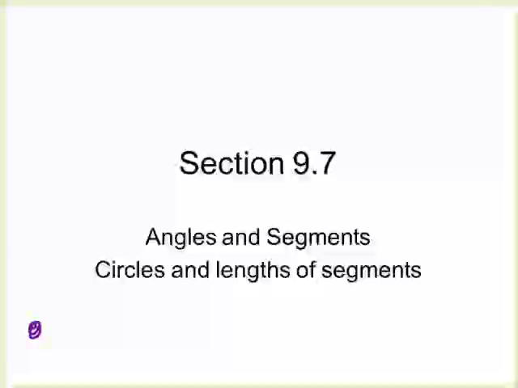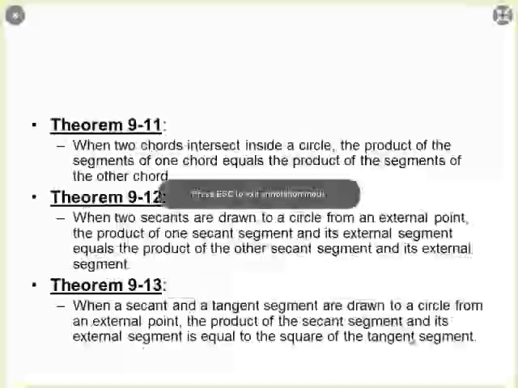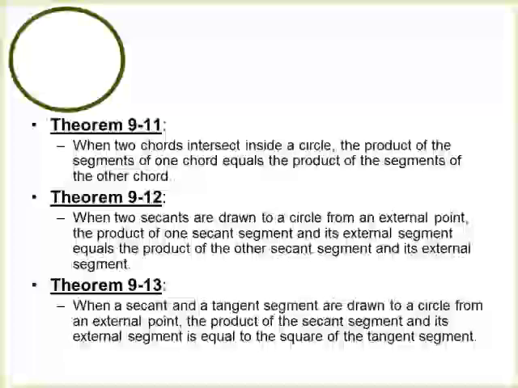We are going to look at lengths of segments in circles. So we have 3 theorems. For the first one, the first one says, in a circle, when we have 2 chords that intersect, the product of the segments of one chord equals the product of the segments of the other.